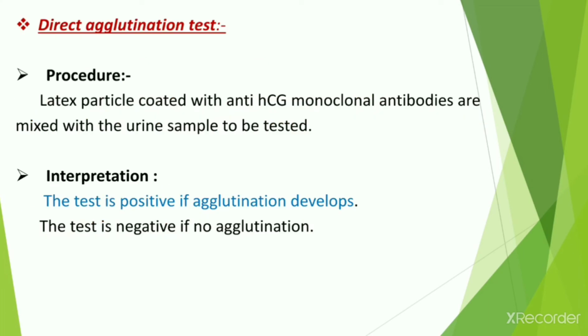Now next we have direct agglutination test. Here the latex particles coated with anti-HCG monoclonal antibodies are directly mixed with the urine sample. Here the positive test shows agglutination and the negative test shows no agglutination.